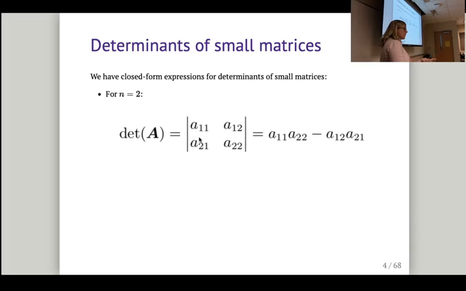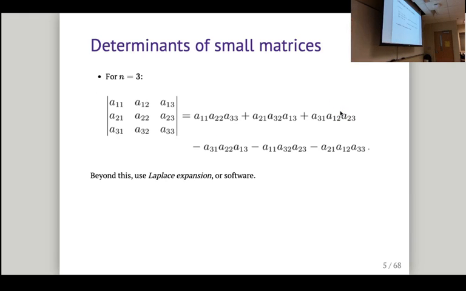For small matrices, we have nice closed form representations of these things. For example, for a 2 by 2 matrix, the determinant is found by taking the product of the diagonal elements, A11 times A22, minus the product of the off diagonals, A21 times A12.